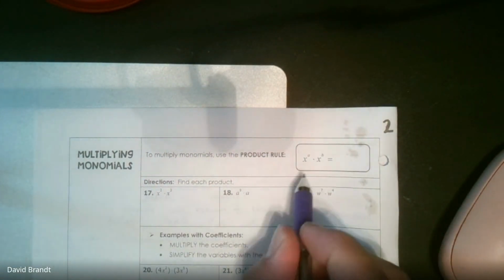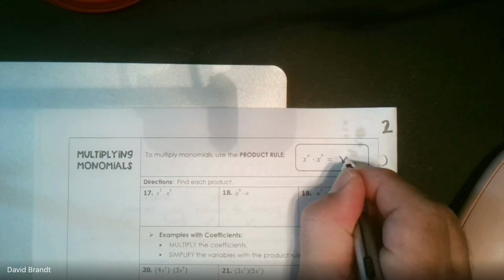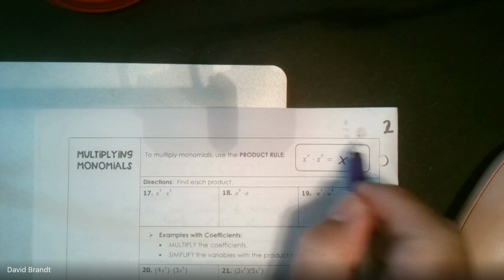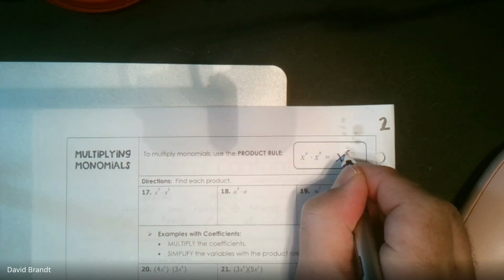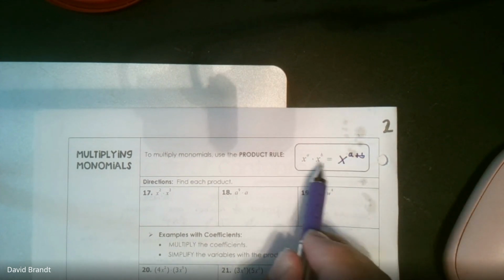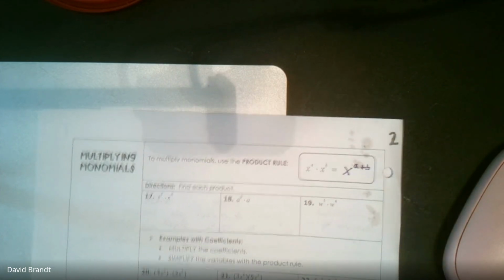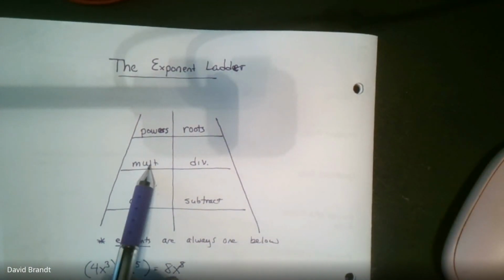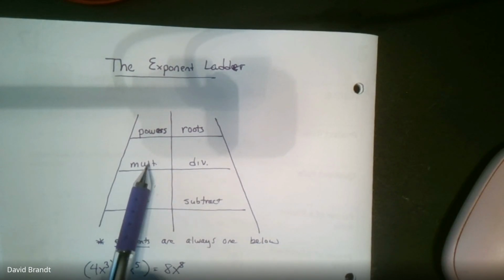Multiplying monomials. When you multiply, you add the exponents: x^a times x^b is x^(a+b). Now, do you need to memorize this rule? No, because if you know the ladder, that's all you need. When you multiply, you add the exponents. Remember, exponents are always one below.